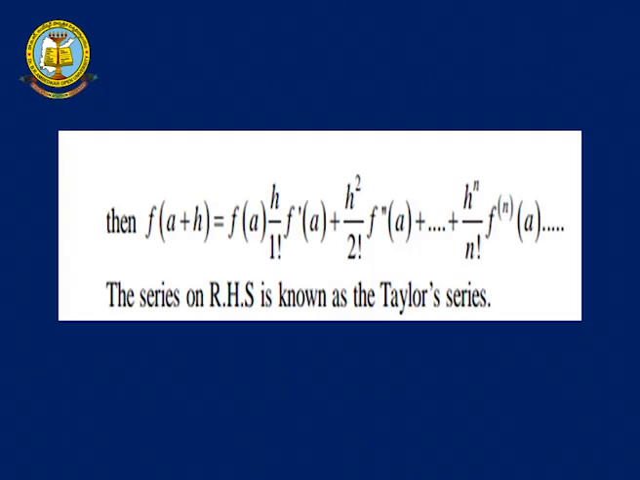What is that? Once again I explain. f of a plus h equal to f of a plus h by 1 factorial into f dash of a plus h square by 2 factorial into f double dash of a plus so on plus h power of n by n factorial into f power of n of a. So, here what is the f dash of a? Once again I explain. It is the first derivative of f of x at the point x equal to a, and f double dash of a means the second derivative of f of x at the point x equal to a. So, students, you have to remember the Taylor series formula. So, this is the Taylor series formula.